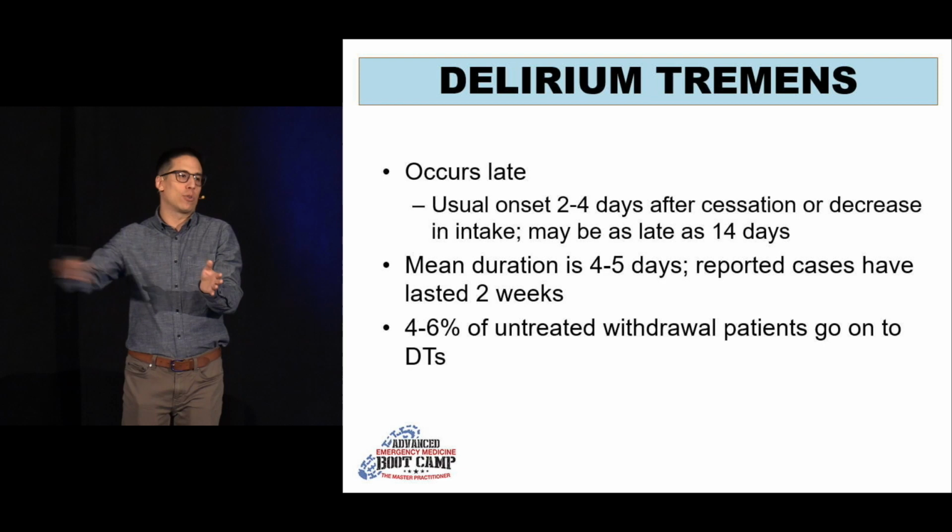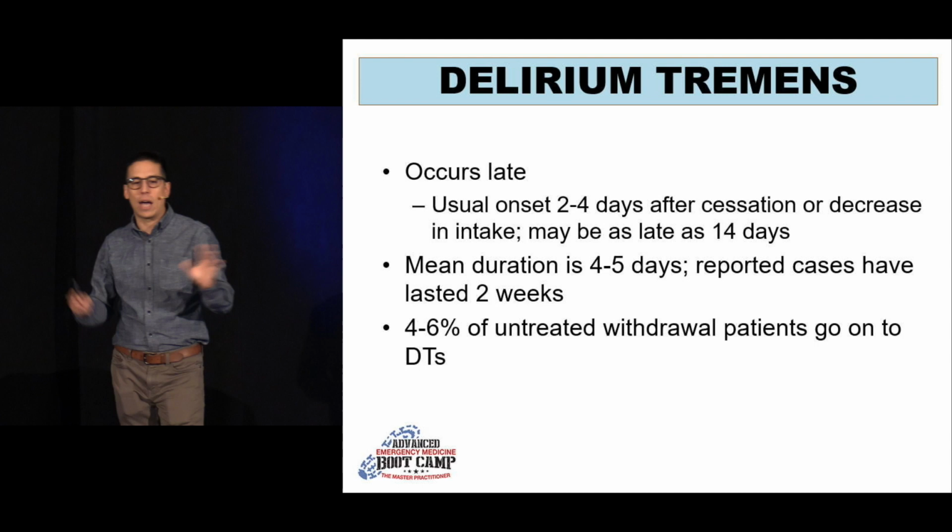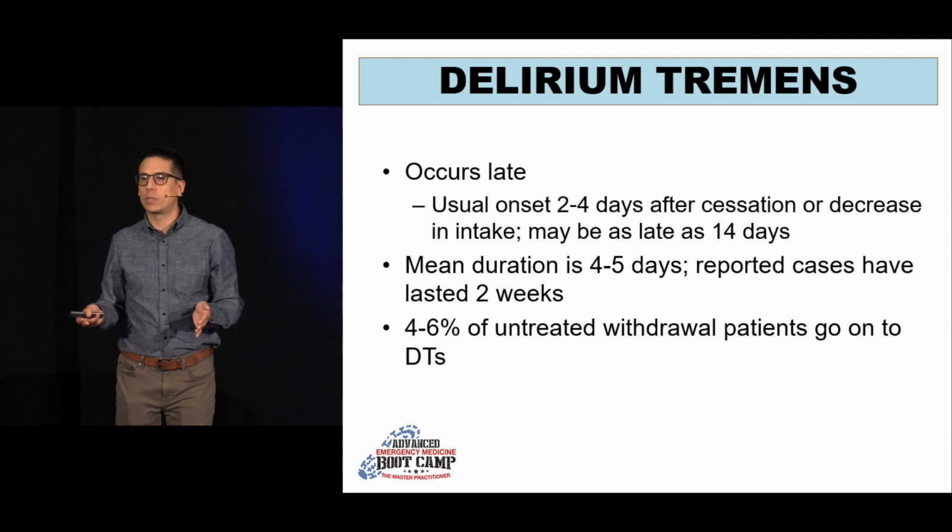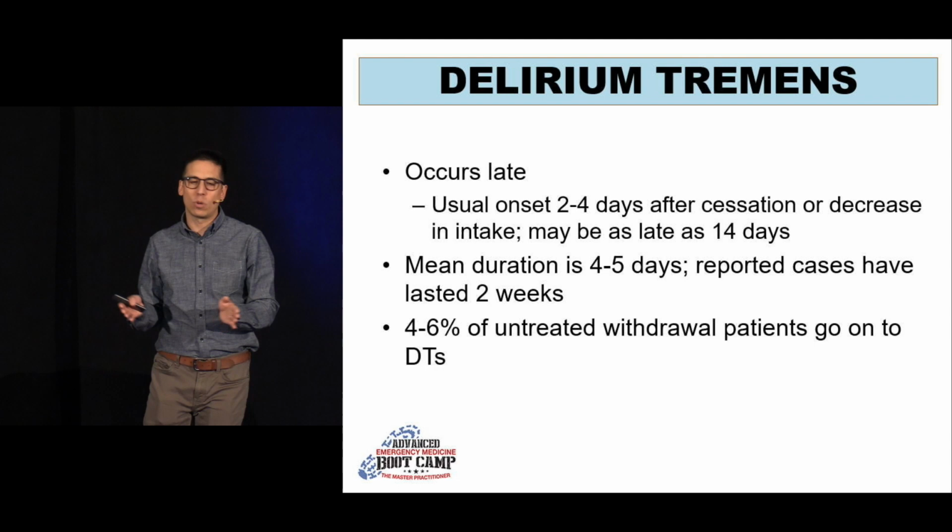Mean duration of DTs is 4 or 5 days. At the outside, it really should be about a week. And 4 to 6% of untreated withdrawal patients go on to develop DTs, right? That's opposed to the 2/3 that was reported back in the prison study in 1955. So the real rate is probably much, much lower.